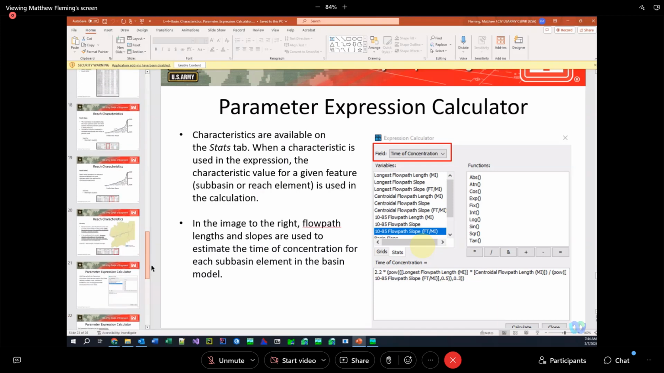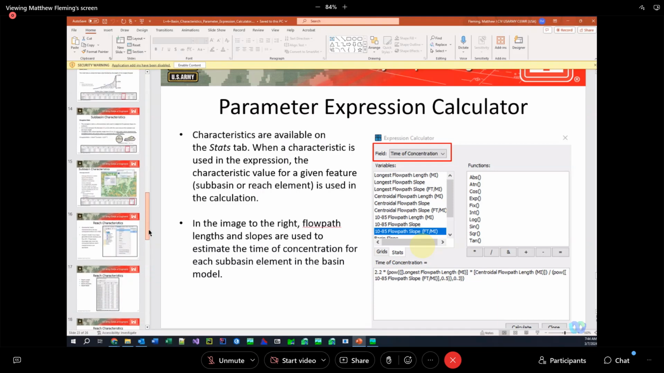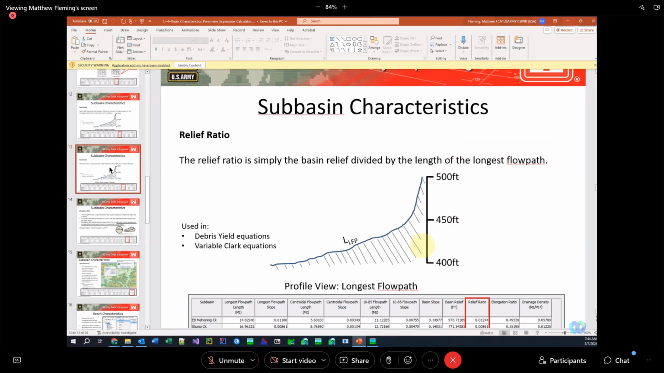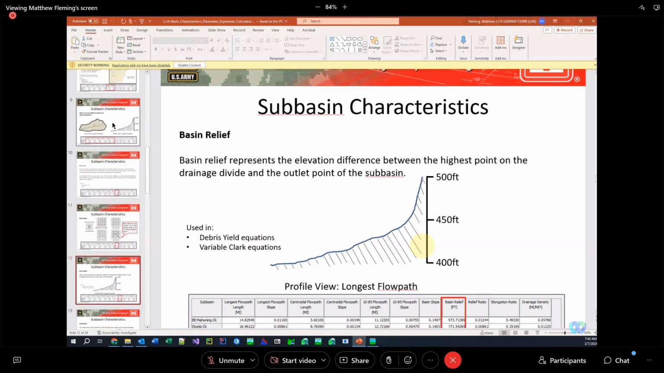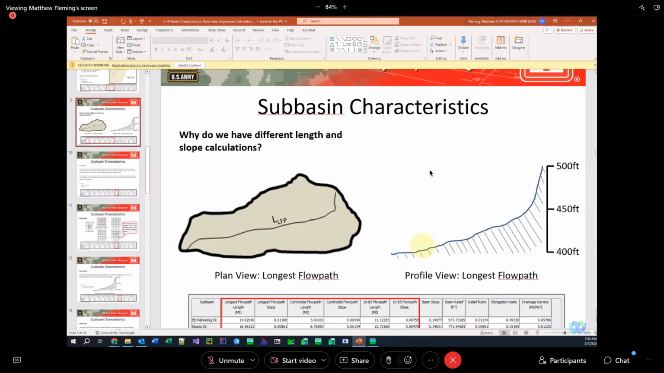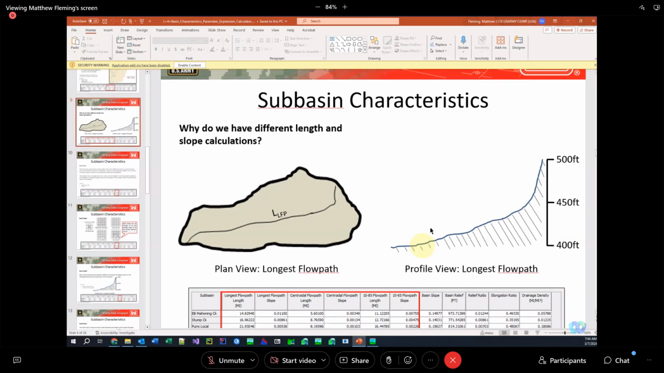Okay, so real quick, let's go through some of the characteristics that are generated. Let's talk about basin relief. I want to talk about longest flow path and the longest flow path slope. So the longest flow path, think of that as if you dropped water on the watershed, what is the longest flow path that a drop of water has to take to reach the subbasin outlet? In this simple graphic, this would be the longest length that water had to travel to reach the subbasin outlet right here.